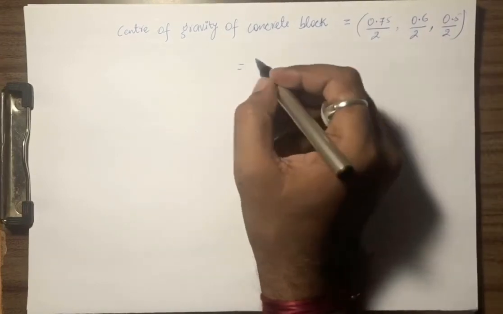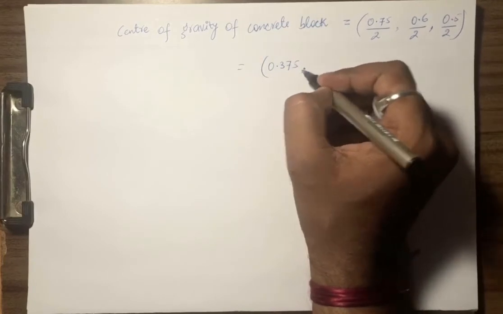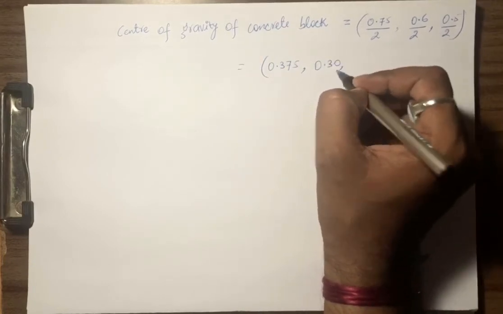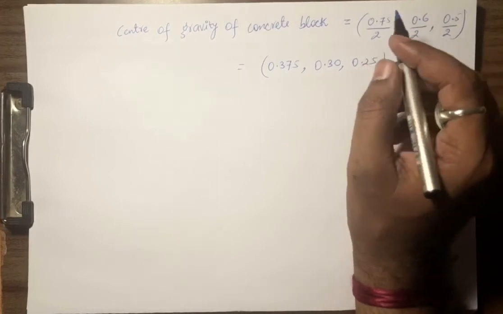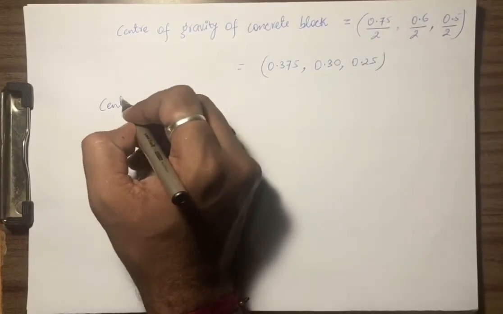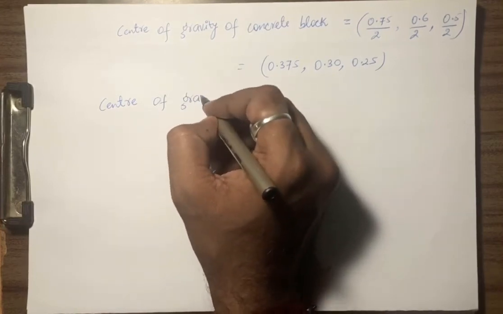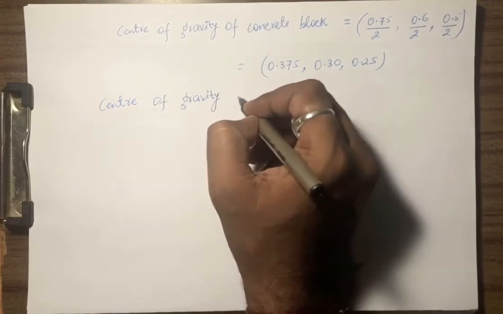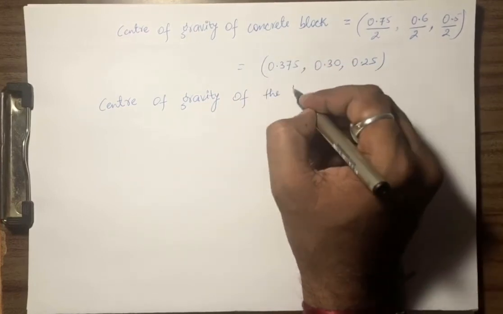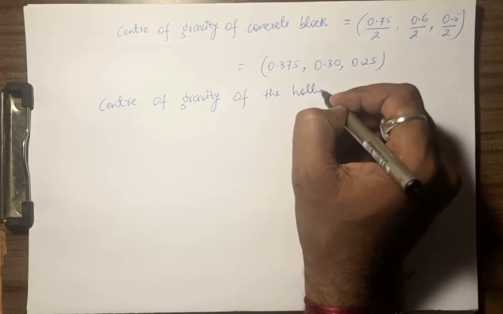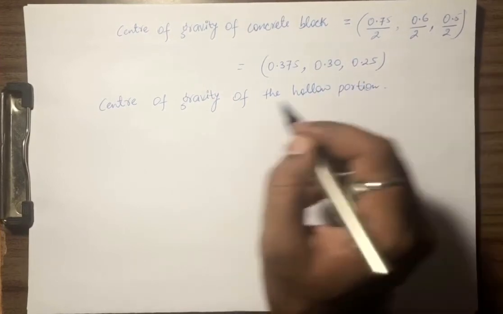So this is coming out to be 0.375, 0.30 and 0.25. Now the center of gravity of the hollow portion, the portion which we have removed.